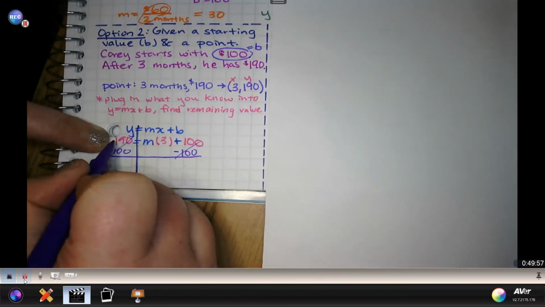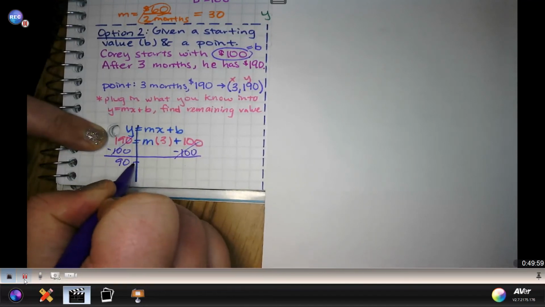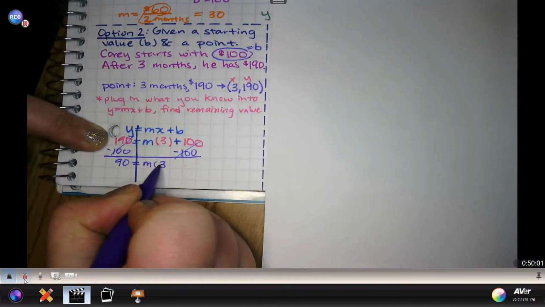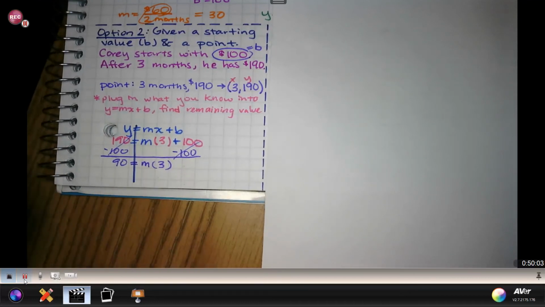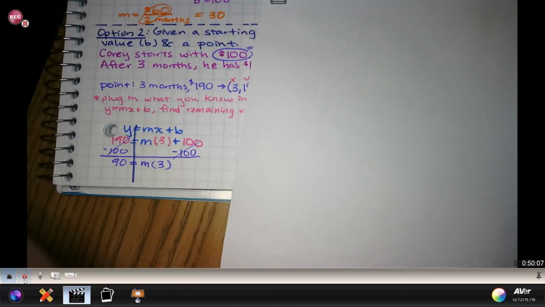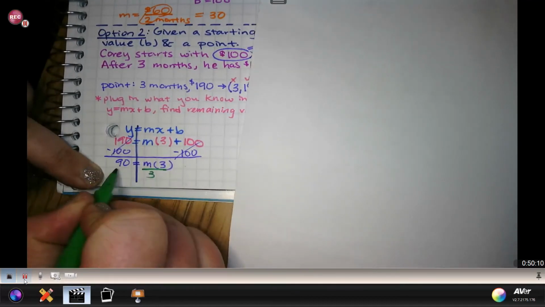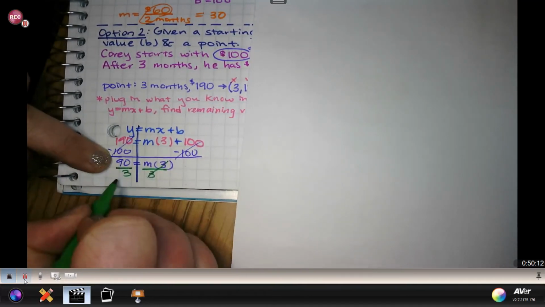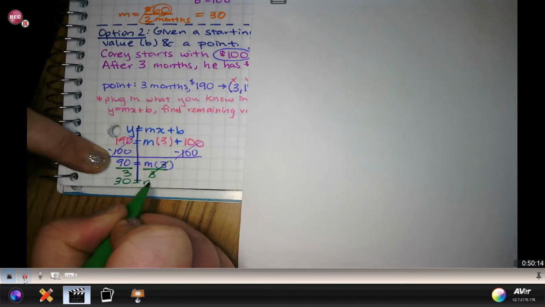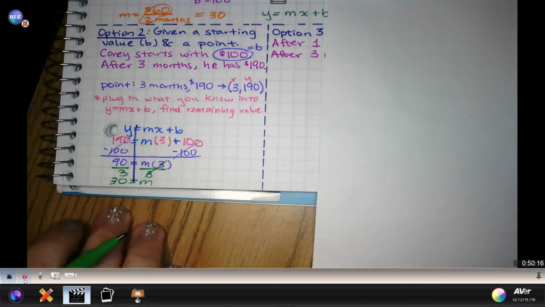I didn't mean to cross that out. 190 minus 100 is 90, equals m times 3. And then the opposite of times 3 is divide by 3. So then we divide both sides by 3. And 90 divided by 3 is 30. So m equals 30. Great.